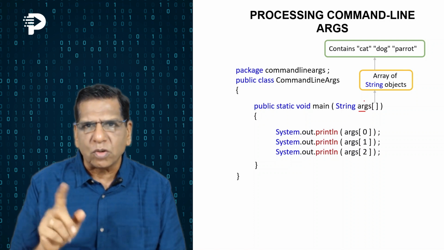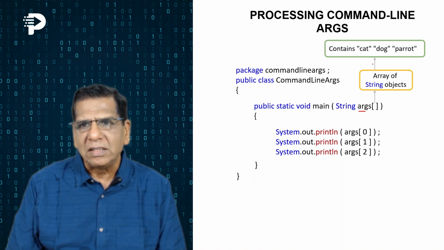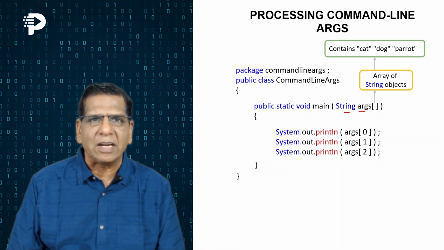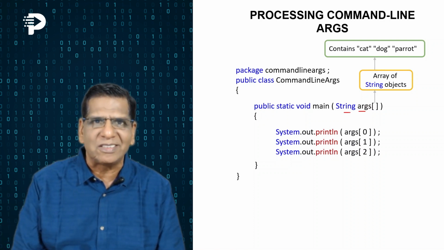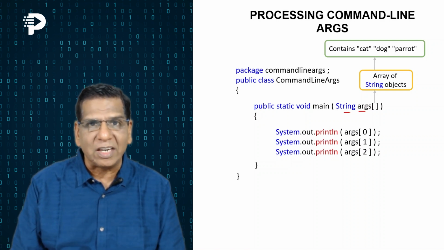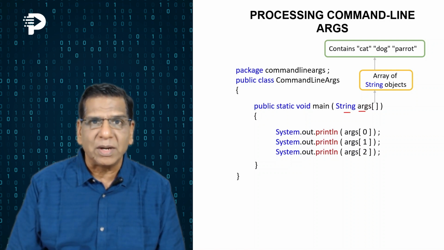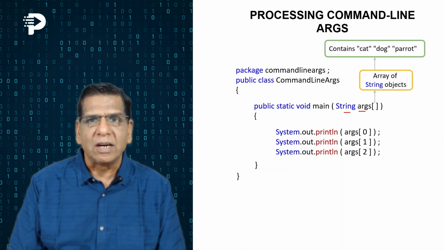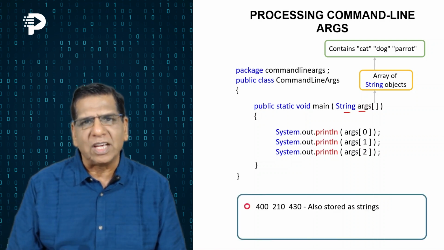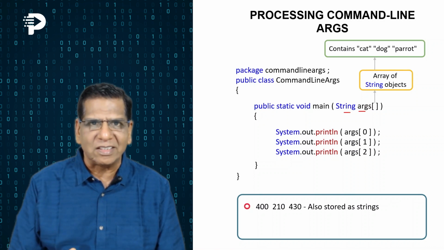What you should also very carefully observe is that this is an array of String objects, means even if a number is provided at command line, it will be still received as a string. And if received as a string, you will not be able to do any arithmetic on it. What if I wish to do that arithmetic? Well, let's try to understand how that will be tackled. If 400, 210 and 430 are passed, they are also received as strings, as I just now said.